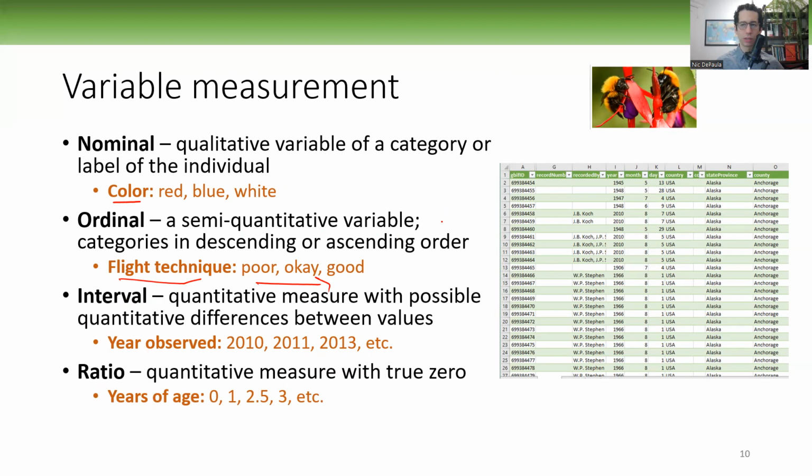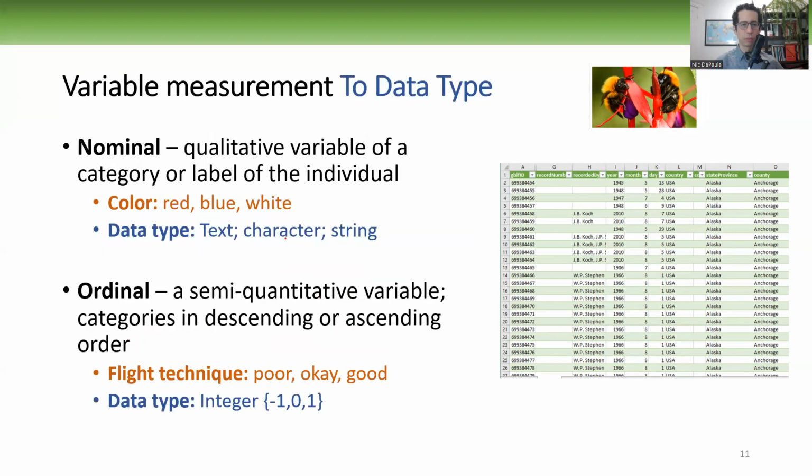And the same as, for example, temperature. If it's 0 degrees, it doesn't mean no temperature. In contrast, the ratio kind of variable is a variable that does have a true 0. So for example, years of age, there's 0 years of age, 0.5, 1, and so on. So this can be decimal as well.